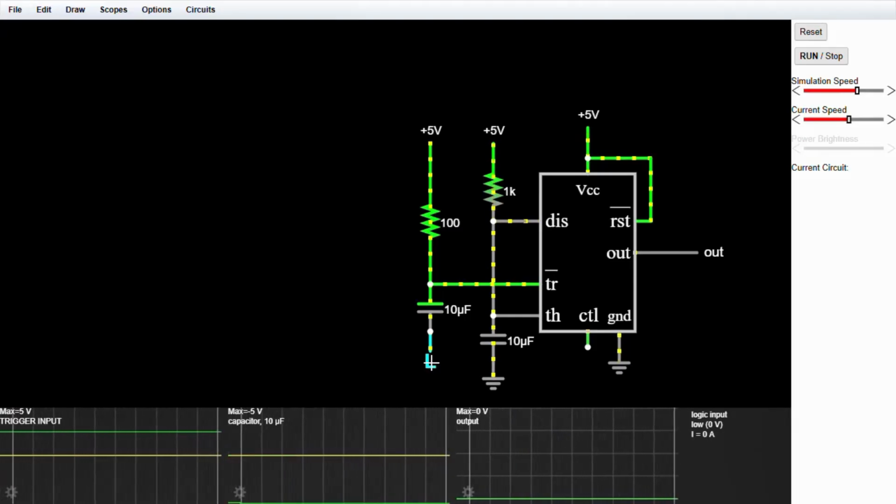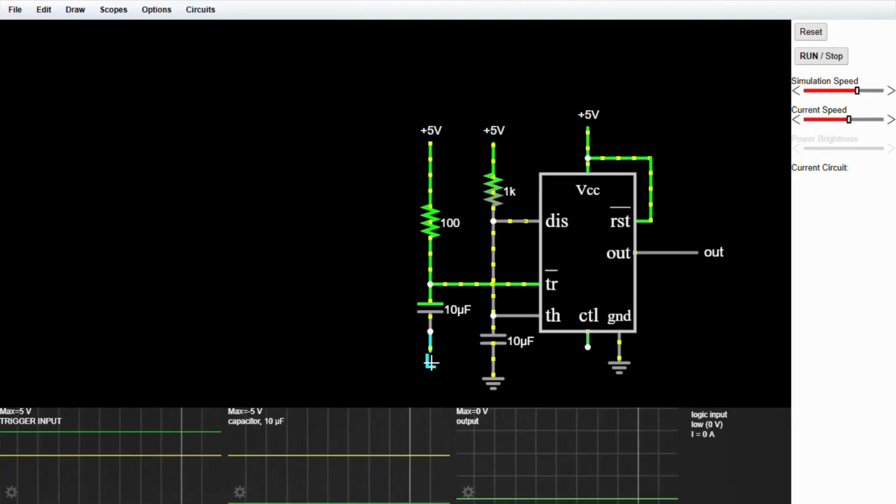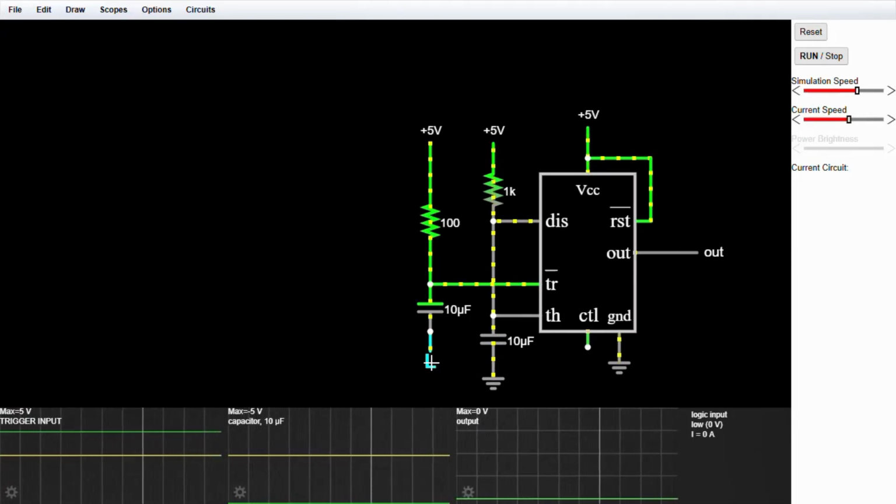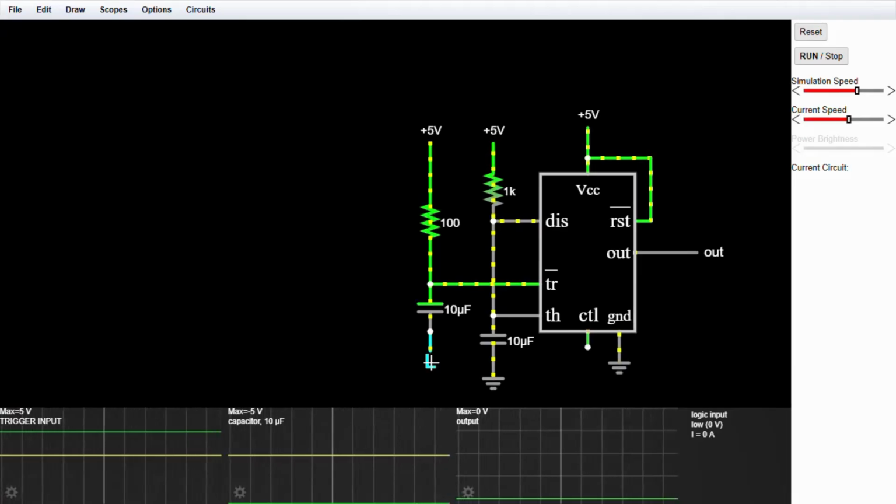For a moment voltage at threshold pin becomes higher than the 2/3 VCC and that makes output low at output pin and remains low.